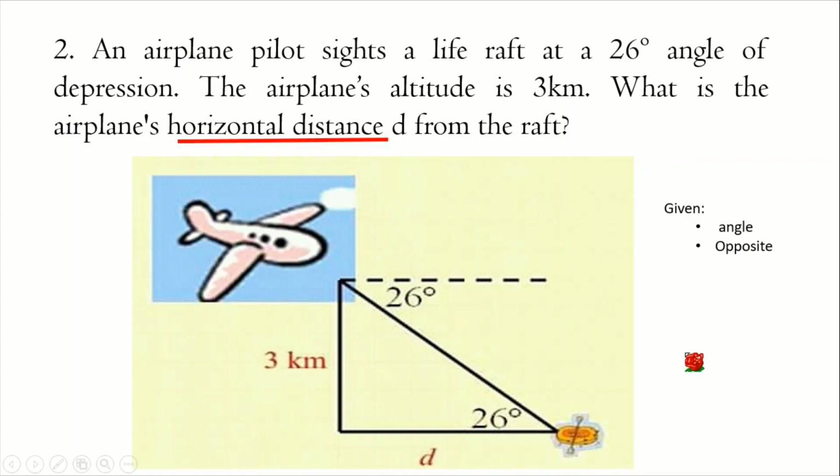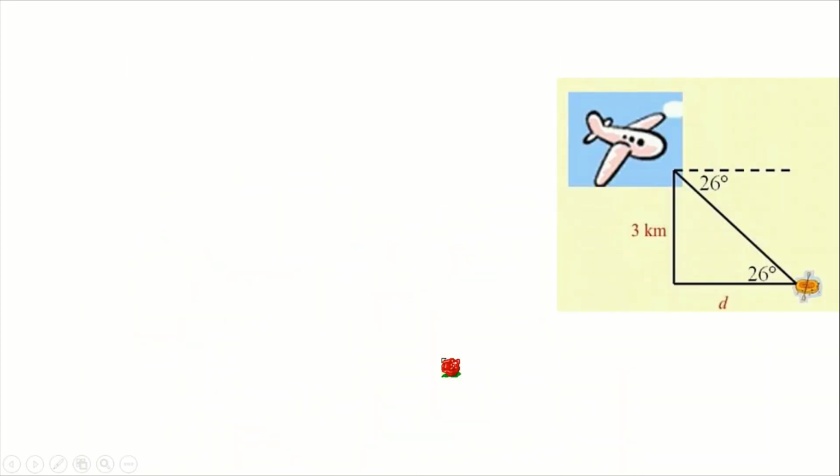We can solve it because we are looking for the horizontal distance, which is the adjacent side to the angle. So because of that, we will use tangent. Right? Substitute the opposite, which is 3 km. Then D is what we are looking for, the distance. Then substitute the 26 degrees, since it is given. We can apply the multiplication property of equality to isolate D.